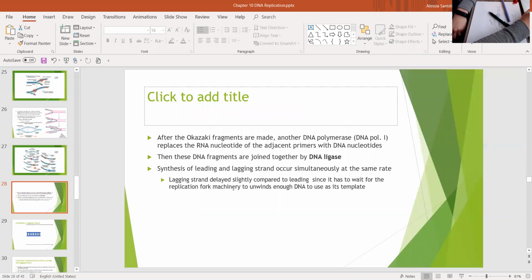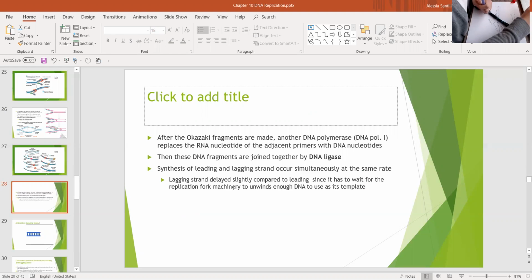And you may think, because it's in the name, that the lagging strand falls behind the leading strand and doesn't occur simultaneously. Even though the name suggests it, that's actually not what happens. There's proof that they do occur simultaneously. Synthesis of both strands occurs simultaneously and at the same rate.